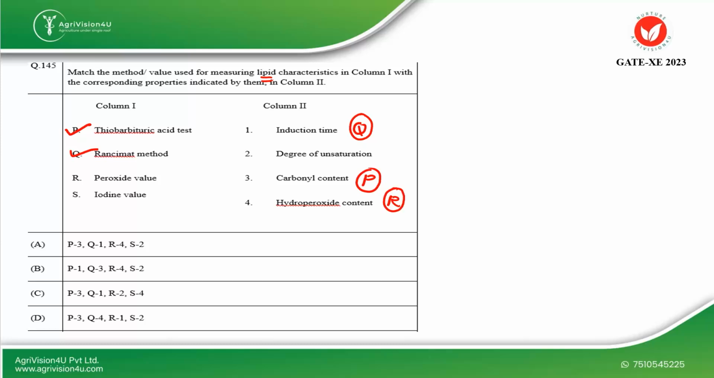Next one, that is iodine value. So iodine value measures the degree of unsaturation in a lipid. It determines the amount of iodine that can react with its double bonds. So this indicates the degree of unsaturation. So which option should be correct? P3 Q1 R4 S2. Option number A should be correct.